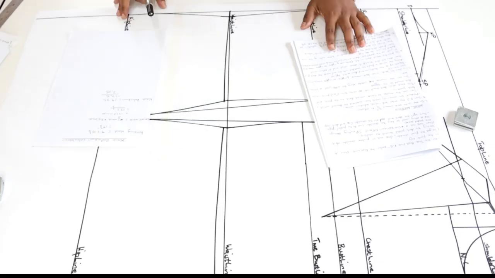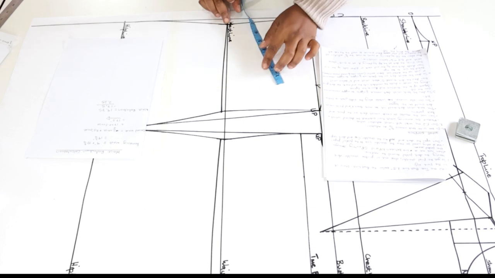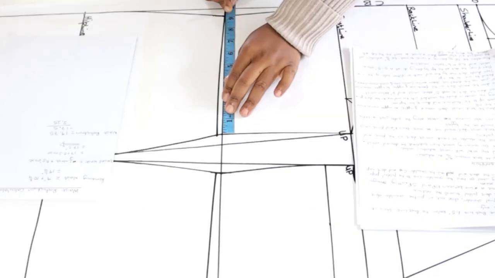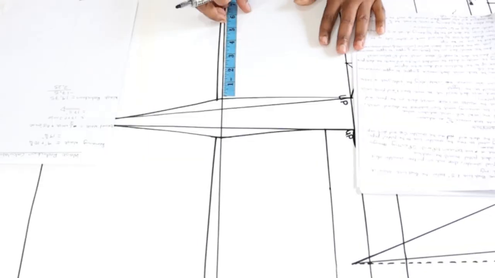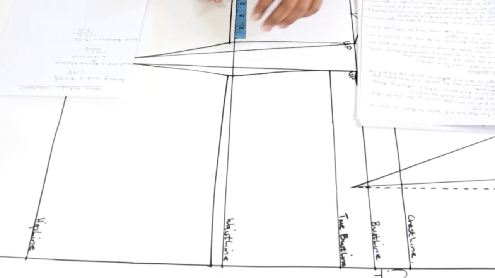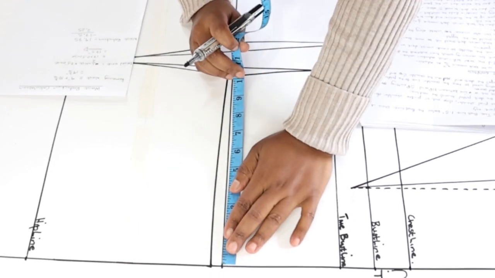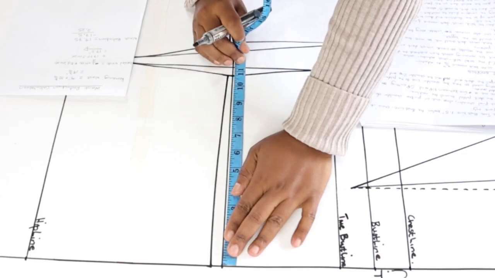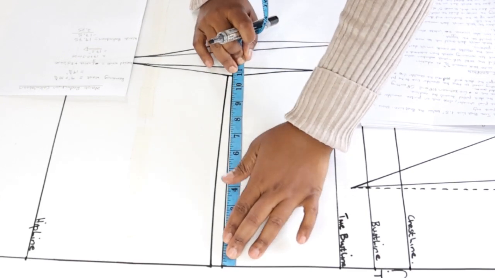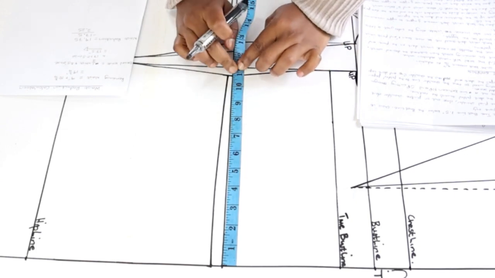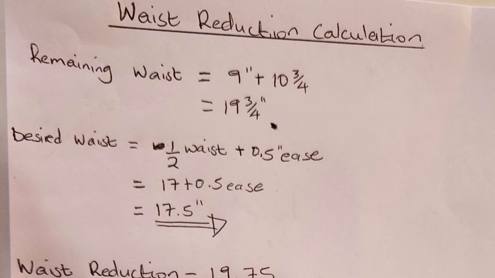So in my case, we are going to start from the back. We are going to measure the distance between those 2 points. In my case, we have 9 inches. And then we are going to measure what we have on the front. Measure from there up to here. And what is remaining on the front is 10 3/4 of an inch. So that is why I wrote remaining waist is 9 inches. That is from the back. And then 10 3/4 of an inch. That is for the front. So in total, we are remaining with 19 3/4 of an inch.